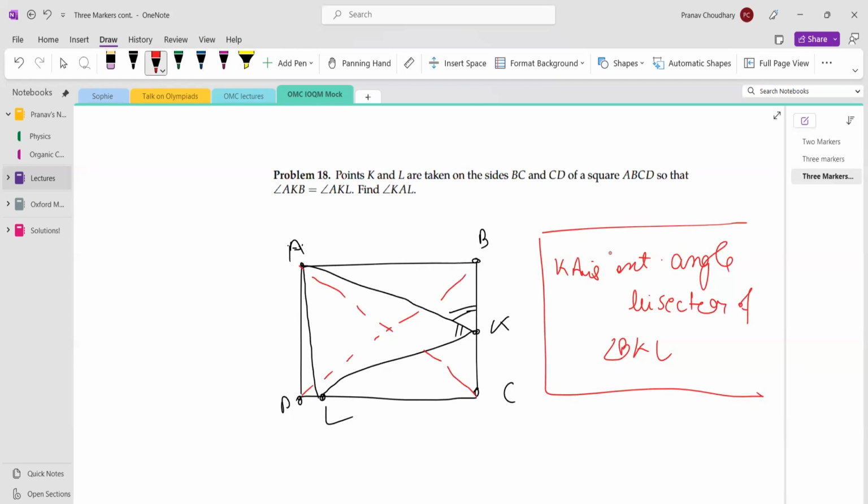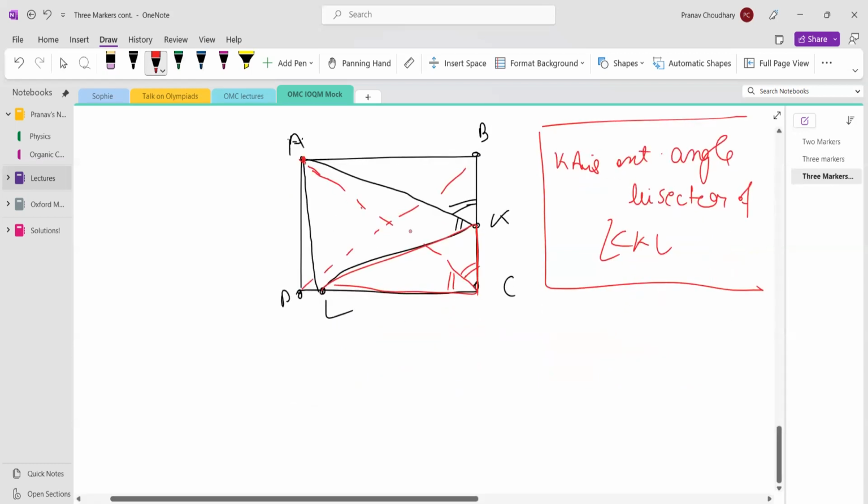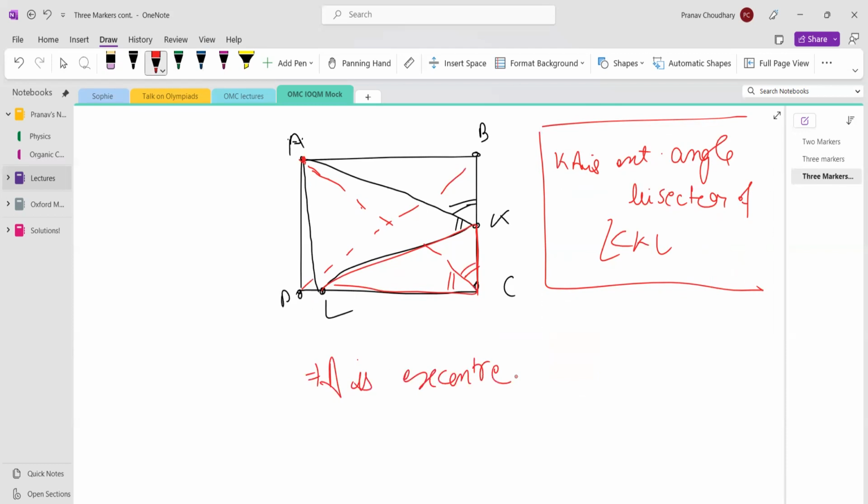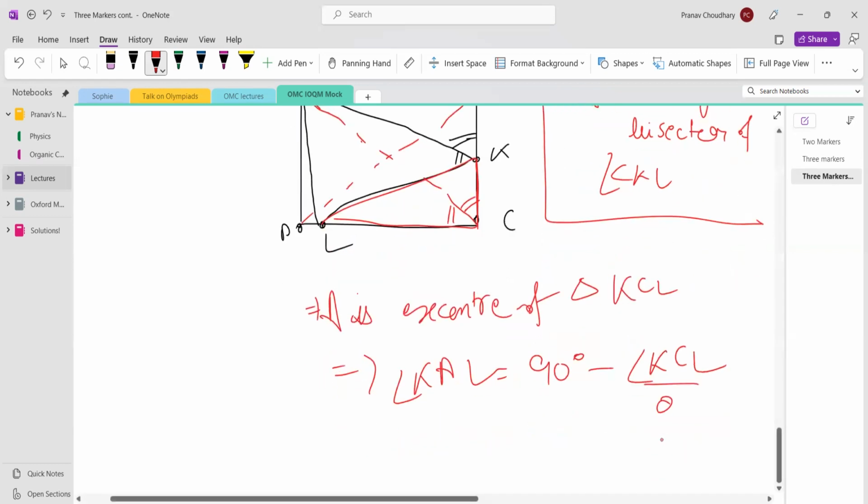And then you see the most natural angle bisection in a square. This angle is bisected, like the diagonal bisects the angle, right? So A is the intersection of the internal angle bisector of angle KLC and the external angle bisector of LKC. Oh, external angle bisector of LKC, CK, not BKL. So you just see that this is the intersection of two angle bisectors, one internal and one external. So A is the excenter of triangle KCL, which means angle KAL is 90 minus angle KCL by 2. KCL is 90, so this is 90 minus 90 by 2, which is 45 degrees.